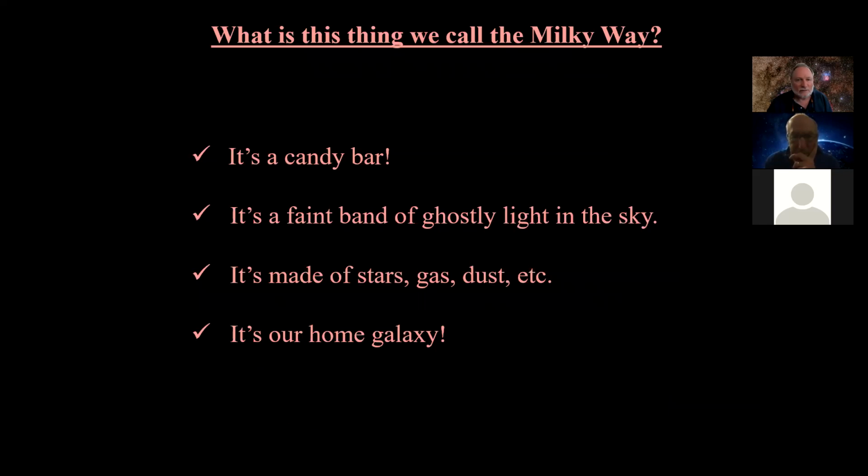Okay, so you've heard of the Milky Way, but what is it? Check. It's a candy bar. It's a very good candy bar. And if I teach the Milky Way, I make sure to get some Milky Way candy bars for the students. It's also a faint band of ghostly light in the sky. Check. It's made of stars, gas, dust, dark matter, most likely. Check. And it's also our home galaxy. So the Milky Way is both an apparition, something you can see in the sky, and an object. It's a galaxy.